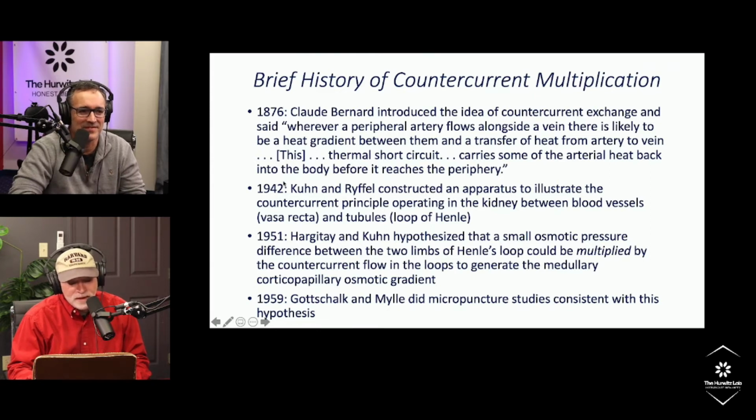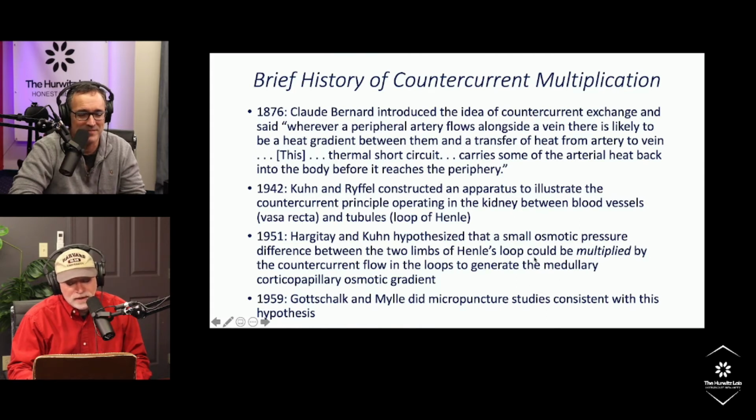Love it. Then it wasn't until the early 1940s, and it's certainly not in America, this was in Europe and probably Germany, that someone constructed an apparatus to illustrate the countercurrent principle operating in the kidney between the vasa recta and the tubules, essentially the loop of Henle. Right. Then in the early 50s, Hargitay and Kuhn, also the same Kuhn, hypothesized that a small osmotic pressure difference between the two limbs of Henle's loop could be multiplied by the countercurrent flow in the loops to generate the medullary gradient, so the gradient maker.